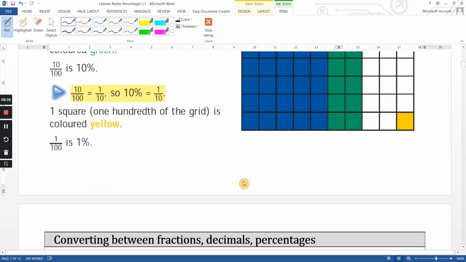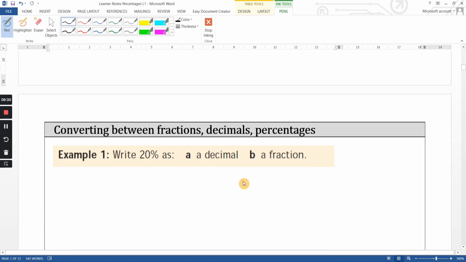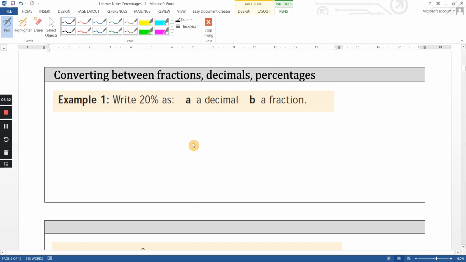Let's move on to some examples. Converting between fractions, decimals and percentages. Ideally you do need to know how to change between a fraction, decimal and percentage with and without your calculator. Let's try this example though. Write 20% as a decimal.